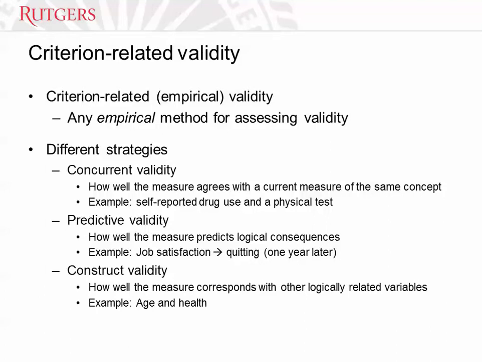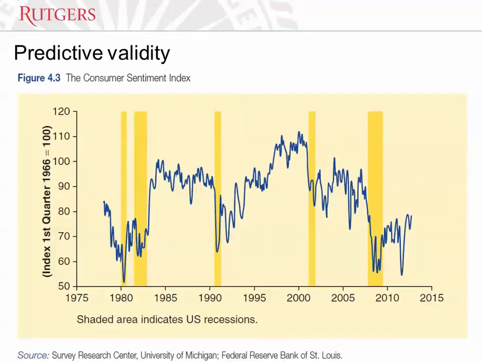Now, another one is predictive validity, which is how well the measurement predicts something that it should be related to in the future, and construct validity, which is how well the measure corresponds with other logically related variables. Let's look at examples of these because they're easier to understand by looking at particular examples. So I'm going to show you this from the book, which is the Consumer Sentiment Index, and this is a good illustration of predictive validity.